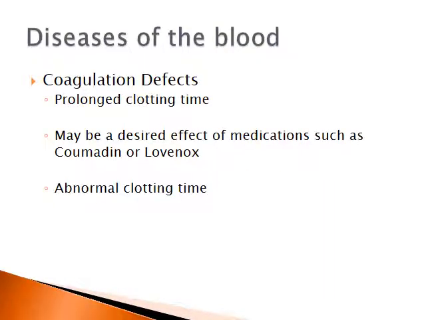Another common disease of the blood is coagulation defects. This includes prolonged clotting times. Prolonged clotting times may be caused by medications such as Coumadin or Lovenox. This is the desired effect of the medication and should not be coded as an adverse effect of medication. It should also not be coded as a disorder of the blood. Prolonged clotting time or coagulation defects should be coded to abnormal clotting time R79.1 when caused by a medication.